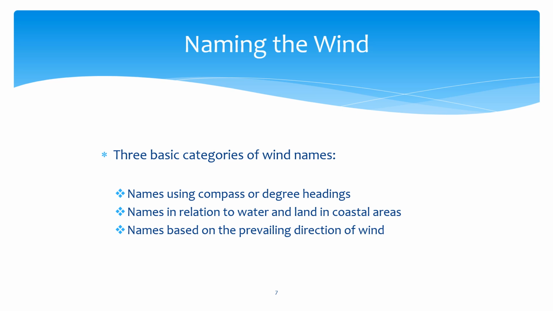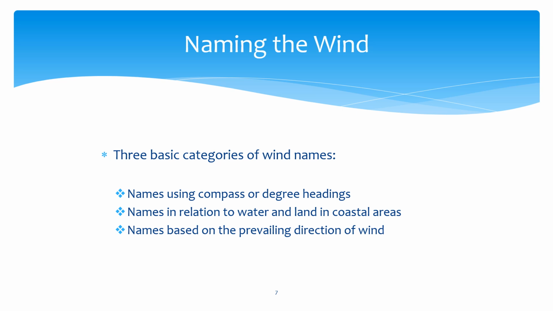The next one can be a little weird, but this is names given in relation to water and land in coastal areas or bodies of water, because guess what? This started with sailors, people who were out on the water all the time, and they would reference relative to where they were in reference to the land. So we have things like land breezes, sea breezes, onshore and offshore winds. We'll see those in just a second. These are names that have to do with the relationship between where your wind is coming from based on whether it's over water or over land.